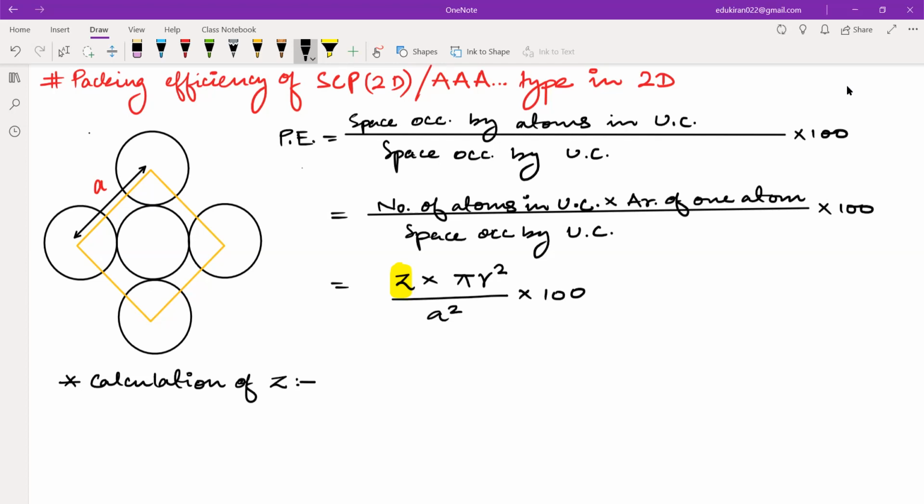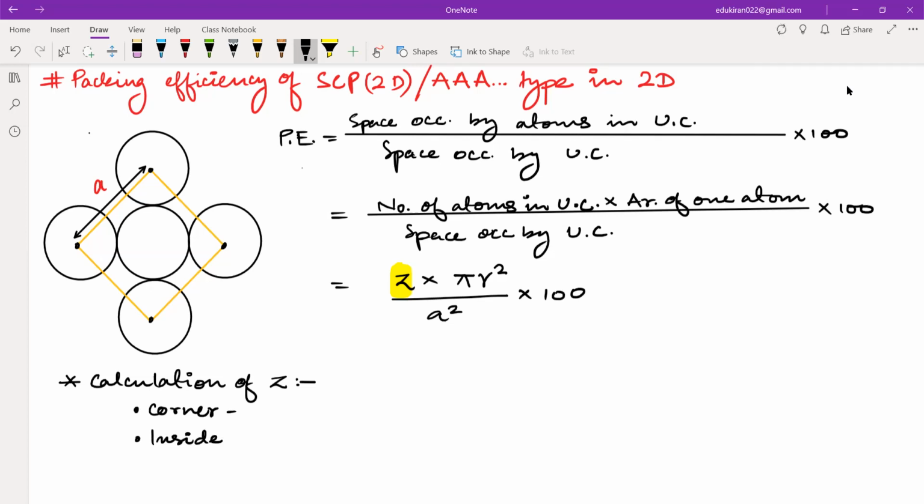Whenever you have to calculate the Z, you will see first of all how many types of atoms are there in the unit cell with respect to position. How many types of atoms are there with respect to position in the unit cell? In this case, there are 4 atoms that are present in the corners. I will write corner atoms first of all. And then there is one inside the unit cell.